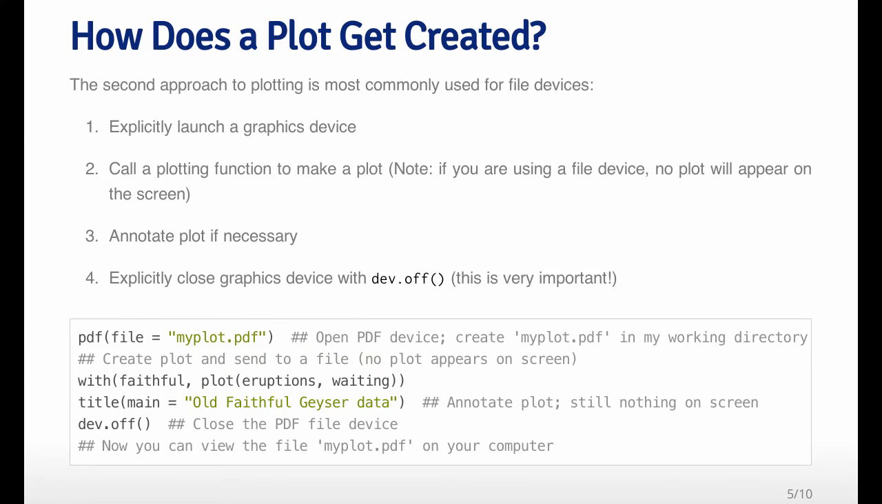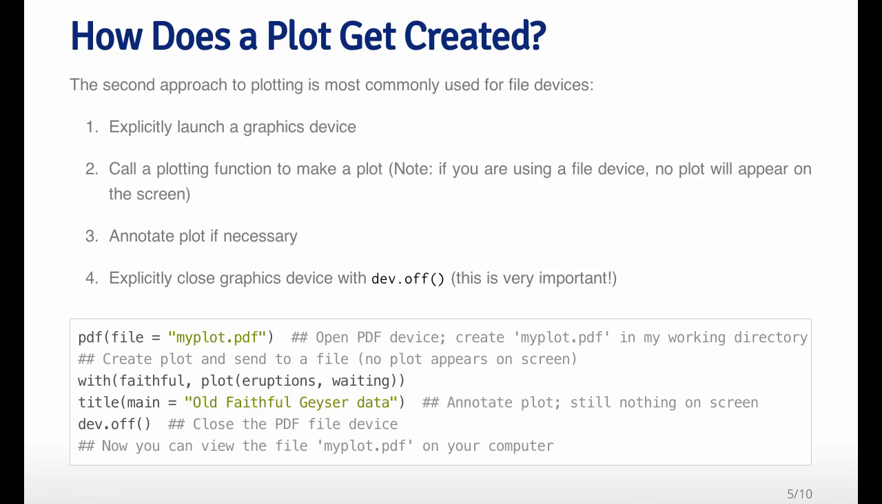Another way of creating a plot is most commonly used for file devices, and it involves explicitly launching a graphics device. So you might open a file device, and then you create the plot using the plotting functions. If you're using a file device, it's a little bit tricky because the plot will not actually appear on the screen, since all the plotting information is going into a file. So you have to know exactly what you're doing when you create a plot to a file, because you won't be able to see it on the screen.